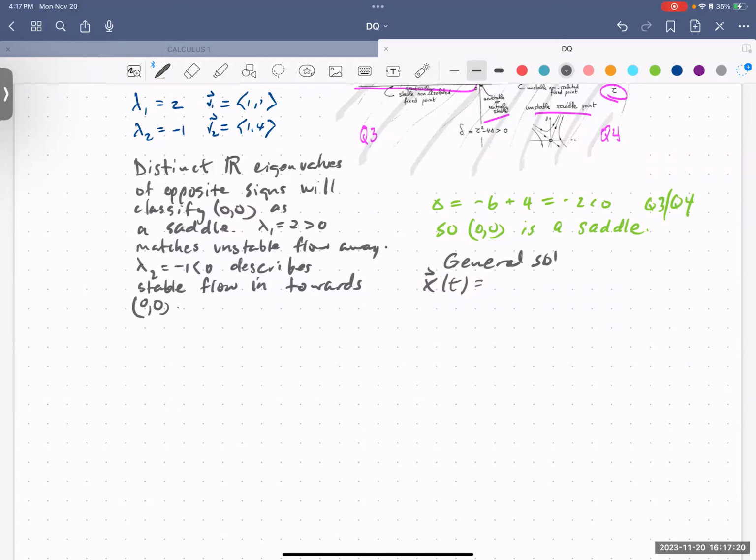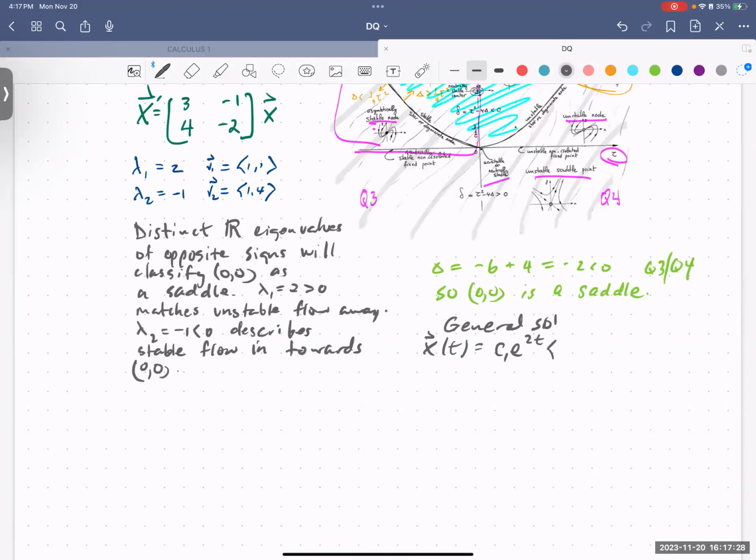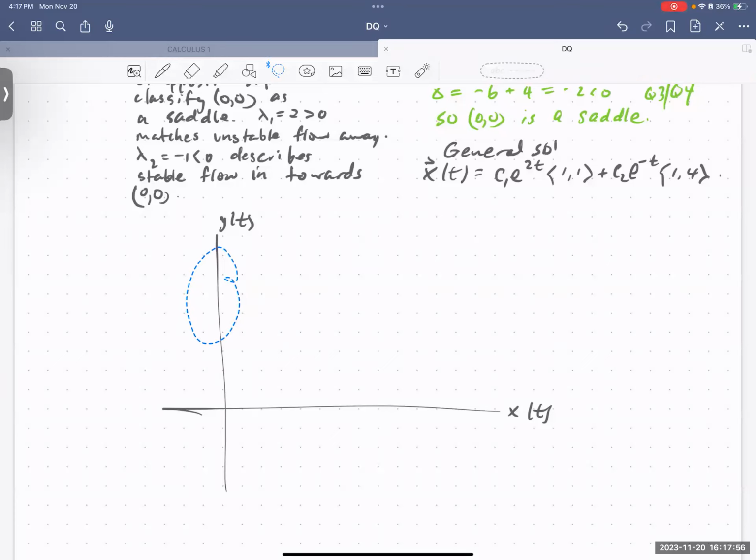X of t, the general solution, is c1 e to the 2t times 1, 1, plus c2 e to the negative t times 1, 4. If we go to plot those, 1, 1 and 1, 4 are eigenvectors. So 1, 1 is here. Its associated eigenline is the line y equals x, and it associates with a positive eigenvalue, which is 2.